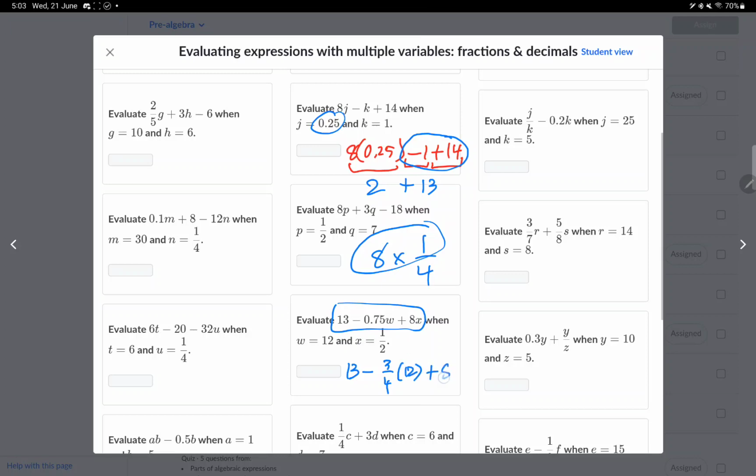And then plus 8 times X, which is 1 over 2. What's 8 times 1 over 2, Alvina? Wait, which one? 8 times 1 over 2, this one. Work this one first, that's the easier one. 8 over 2? 8 over 2, yes. Okay, we'll simplify that later.